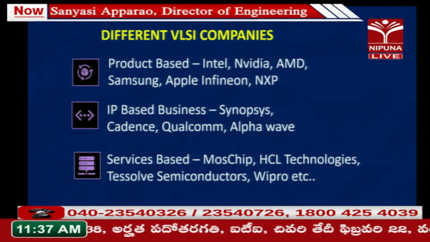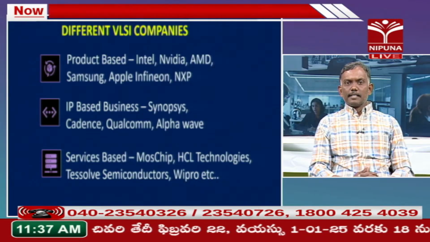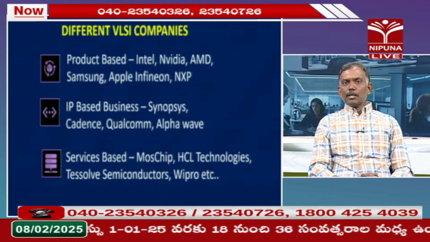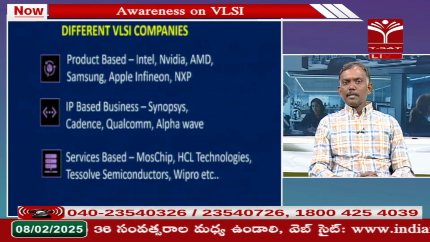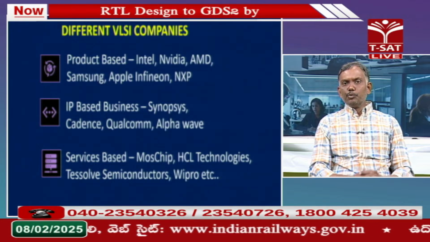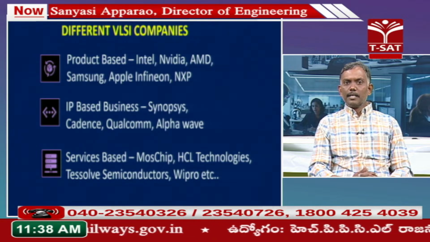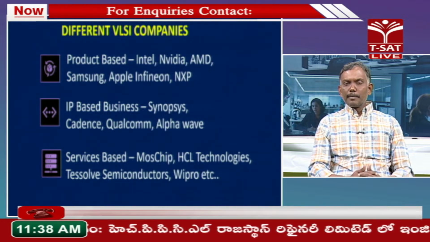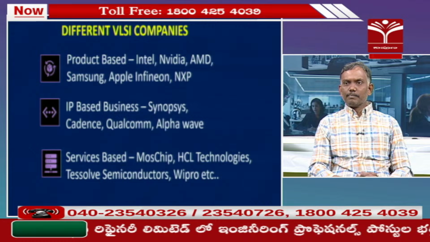Next one is the IP based companies, IP based business. If you recollect our initial slides, I used the word IP. One of the IPs is PLL for the clock generation. Similarly, you have different IPs: DDR is one IP, USB, like that. Depending upon your design requirement, we choose the IPs. Those IPs are ready made, available in the market.